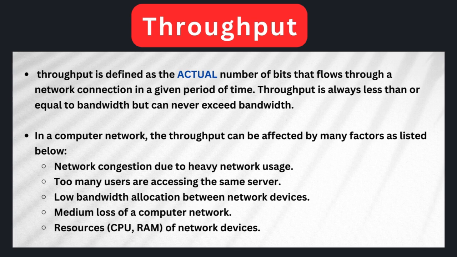So if you take any computer network, the throughput can be affected by many factors like network congestion due to heavy network usage, and there could be too many users accessing the same server, low bandwidth allocation between the network devices, and also medium loss of a computer network, the quality and standards of resources such as CPU and RAM of network devices. So these factors affect the throughput of a network.